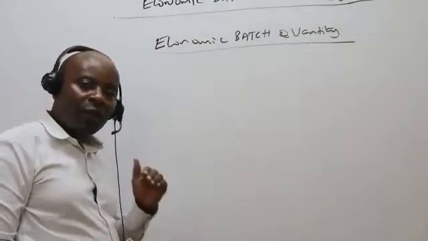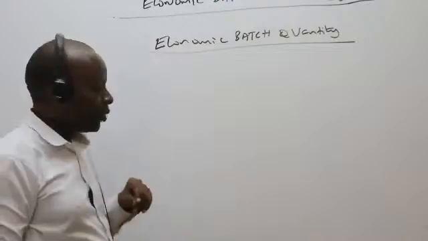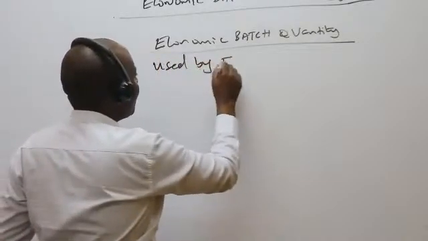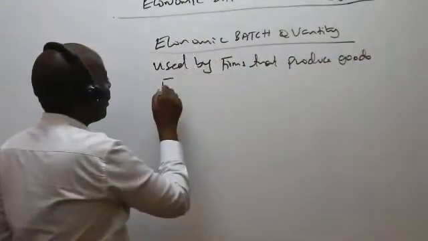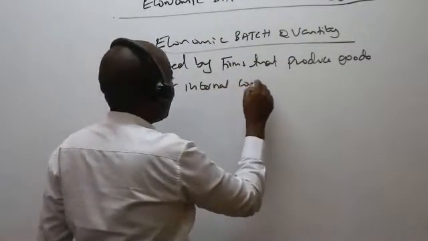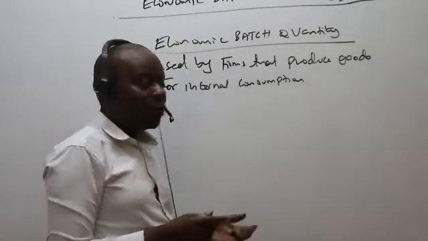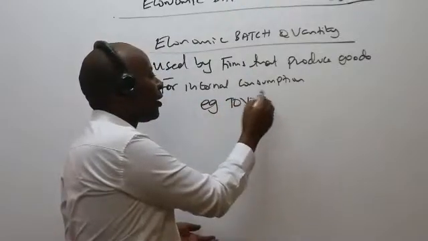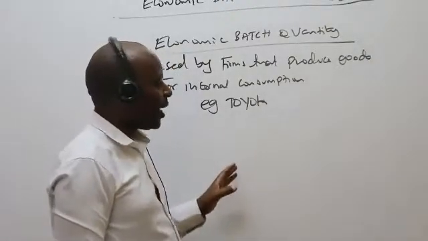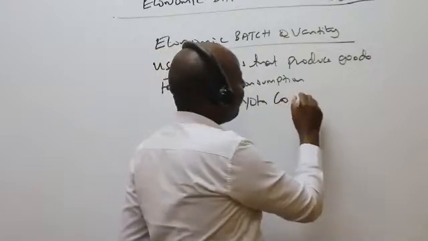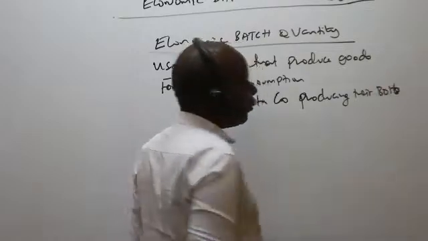That this one is normally used for those organizations that produce goods for internal consumption, used by firms that produce goods for internal consumption. They produce their own goods for internal consumption. For example, a good example will be like Toyota, for example, in Kenya, which is a car manufacturing company. Of course, they don't manufacture anything here, they bring, but assuming they were manufacturing. And then now internally here, Toyota company, for example, producing their bolts and nuts for their internal consumption.